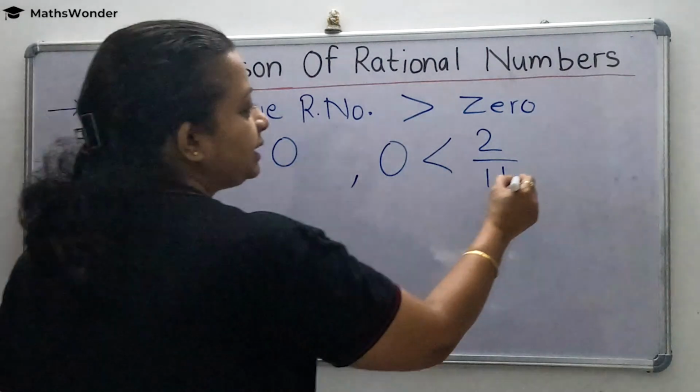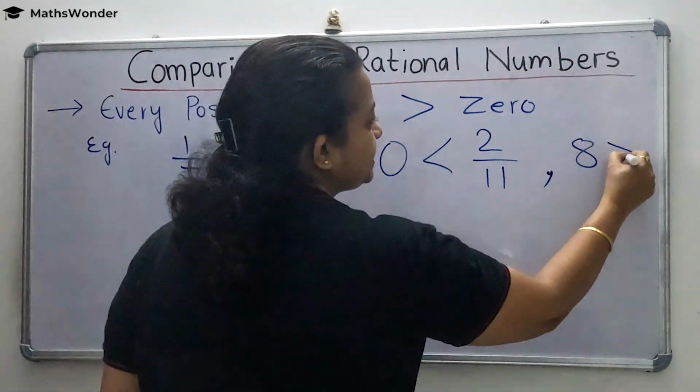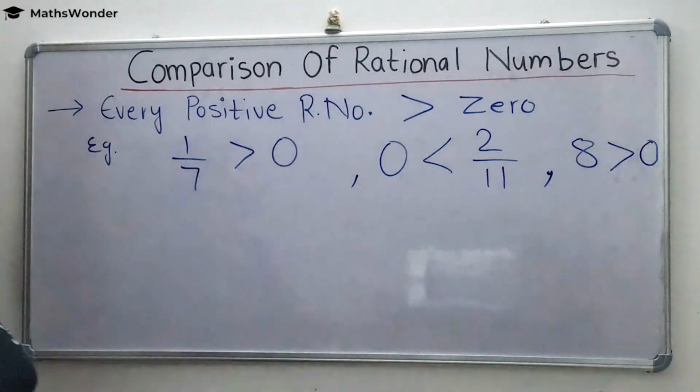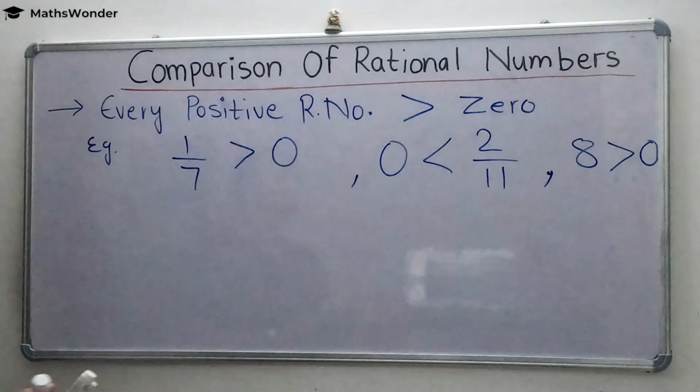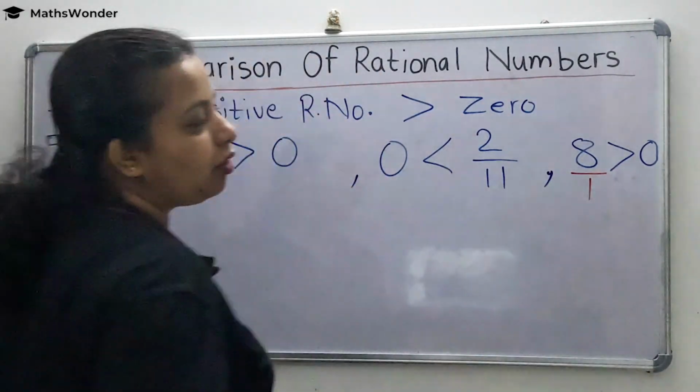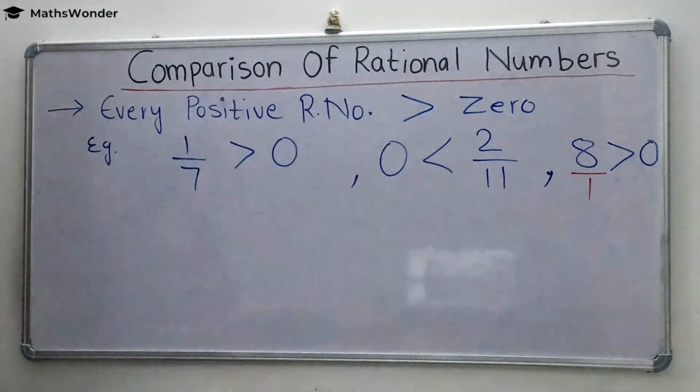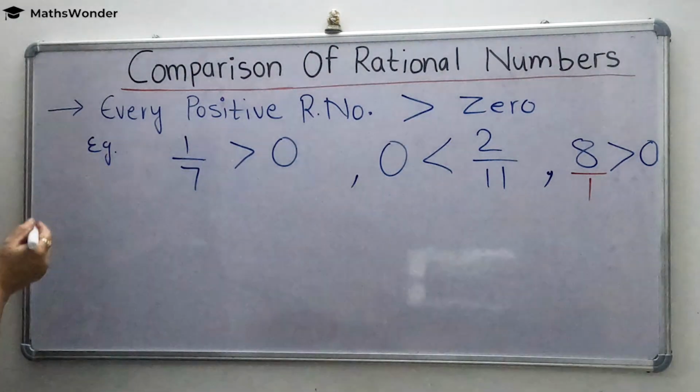So according to that concept, 8 is greater than 0 because 8 is a positive rational number. When 8 is converted into a fraction or rational number, you put it over 1. It's a positive rational number, so this will be greater than 0. So this is the first property.